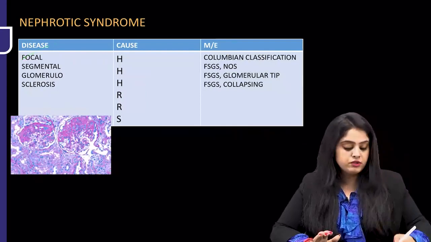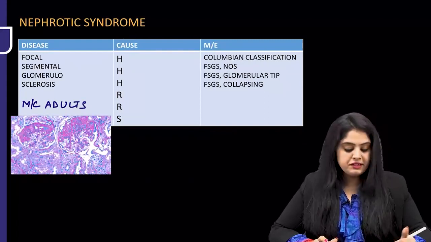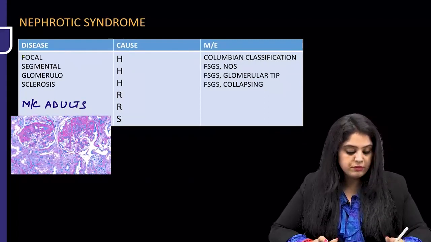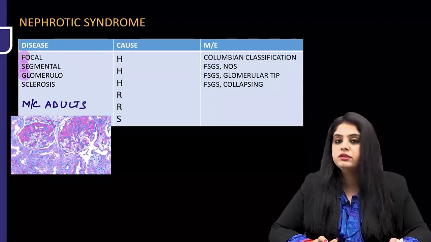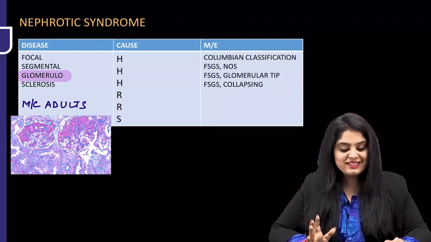So now I go on to the adults. What is the most common nephrotic syndrome that you see in adults? The most common in adults is going to be focal segmental glomerulosclerosis. Repeating, focal segmental glomerulosclerosis. Can you explain this word? When I say glomerulo, I know glomerulus. Okay, very good.